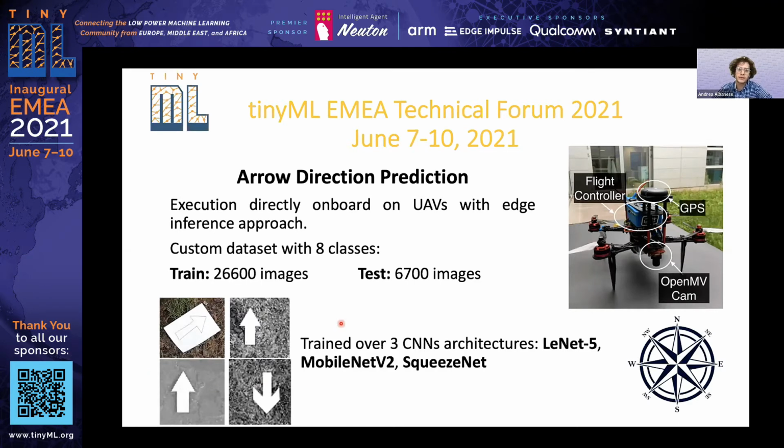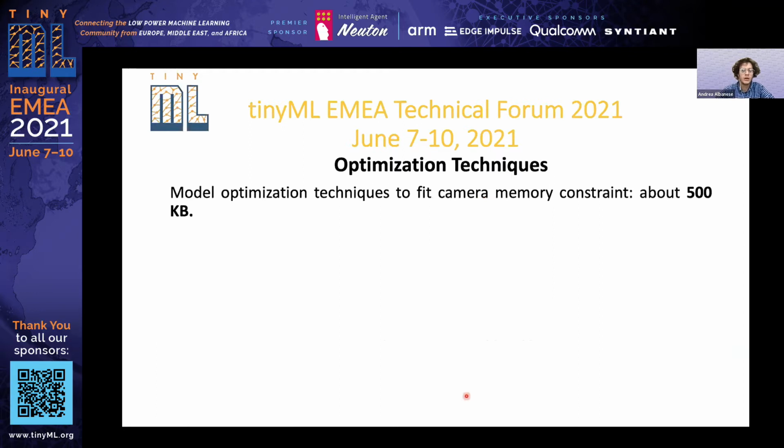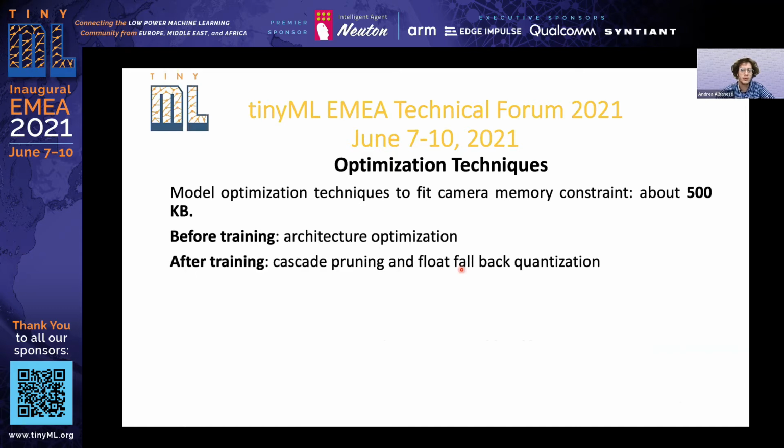And finally, we have trained this algorithm with three different CNN architectures, LeNet, MobileNet, and SqueezeNet, in order to compare a big, medium, and small size architecture. In order to fit the camera memory constraint, which is about 500 kilobytes, we have performed a few model optimization techniques. In particular, before training we performed model architecture optimization by reducing their convolutional layers. And after training, we performed cascade pruning and float fallback quantization.